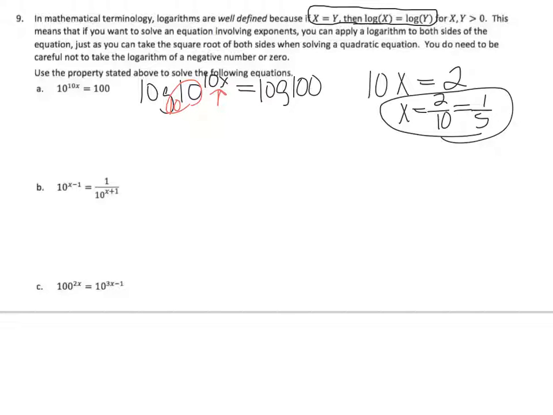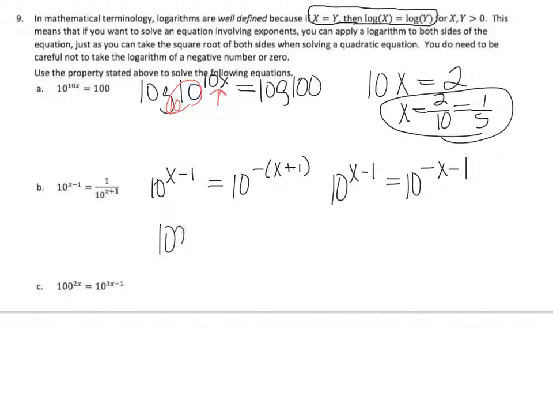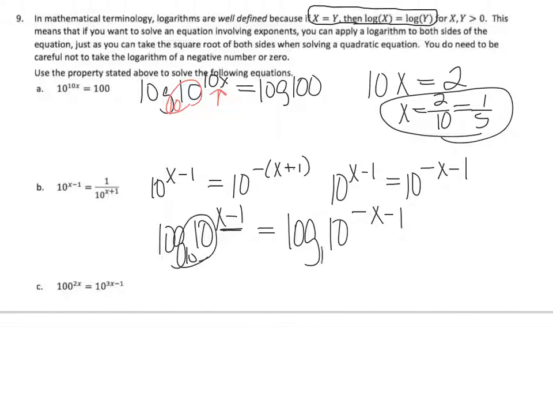First, I don't want that in the denominator because I don't like it. So I'm going to go 10 to the x minus 1 equals 10 to the negative x plus 1. Or that would give me 10 to the x minus 1, 10 to the negative x minus 1. Now let's take the log of both sides. Log base 10 of 10 to the x minus 1 equals log base 10 of 10 to the negative x minus 1. When I have log base 10, if those match, it simplifies here. If those match, it simplifies here. So x minus 1 equals negative x minus 1. Let's go ahead and solve it.